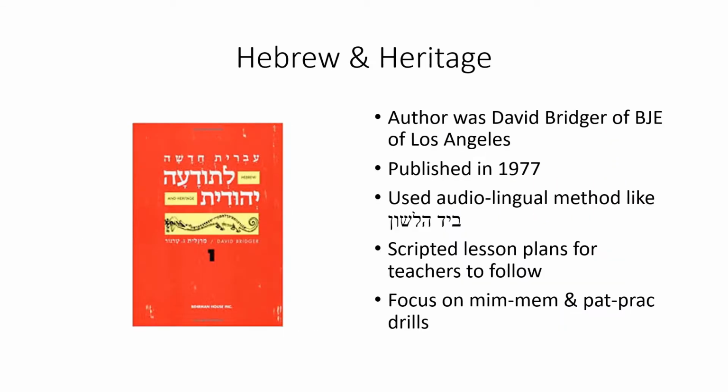The book that really replaced it and that became all the rage in Hebrew schools in particular was a book that came out in 1977 called Hebrew and Heritage. The author was David Bridger, who was with the Bureau of Jewish Education in Los Angeles. And he used the audio-lingual method, just like B'Yad HaLashon, with a few exceptions. The book was really fun. It had lots of pictures. There was a lot of illustration of concepts and vocabulary, and things were tested by asking kids to find the sentence that matched the picture.